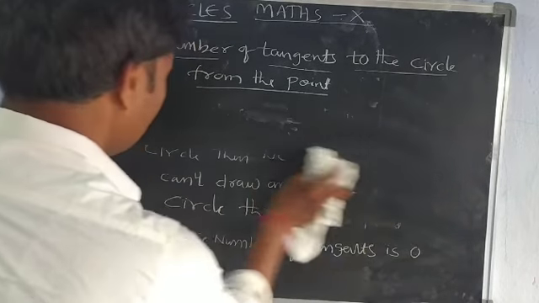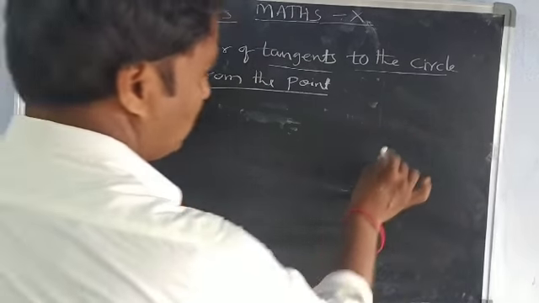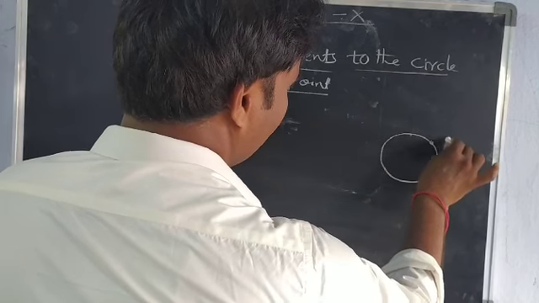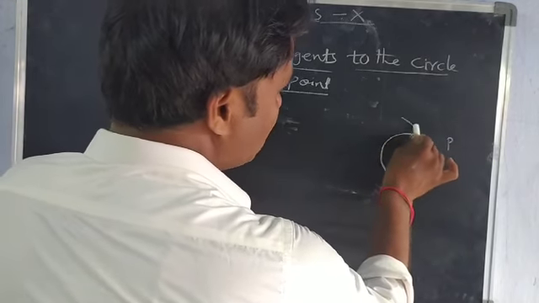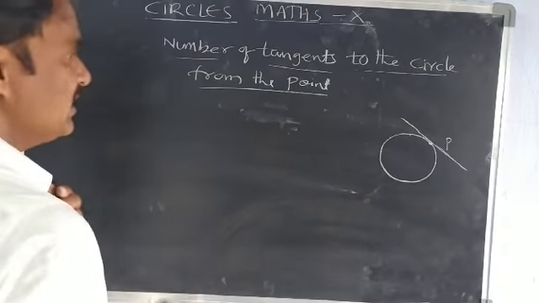Now let us discuss the second case. Case 2. Suppose I am taking a circle. I am taking a point on the circle. If you take one point on the circle, how many tangents can we draw? Only one tangent is possible.